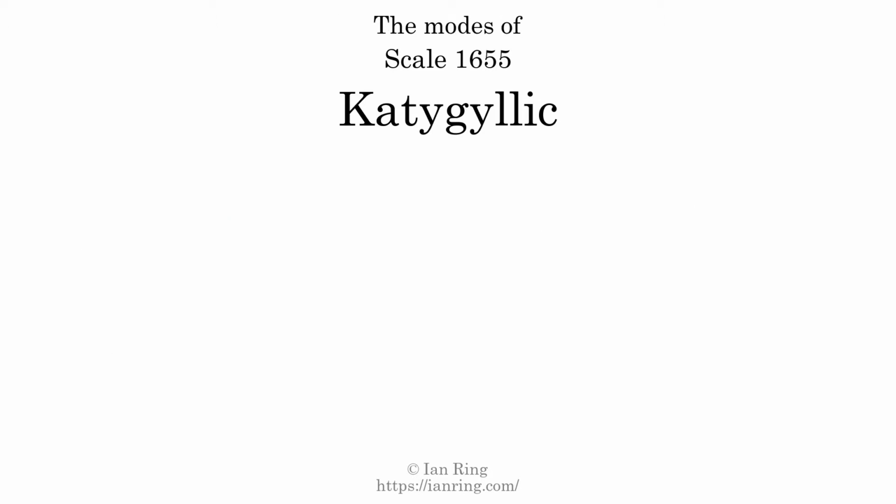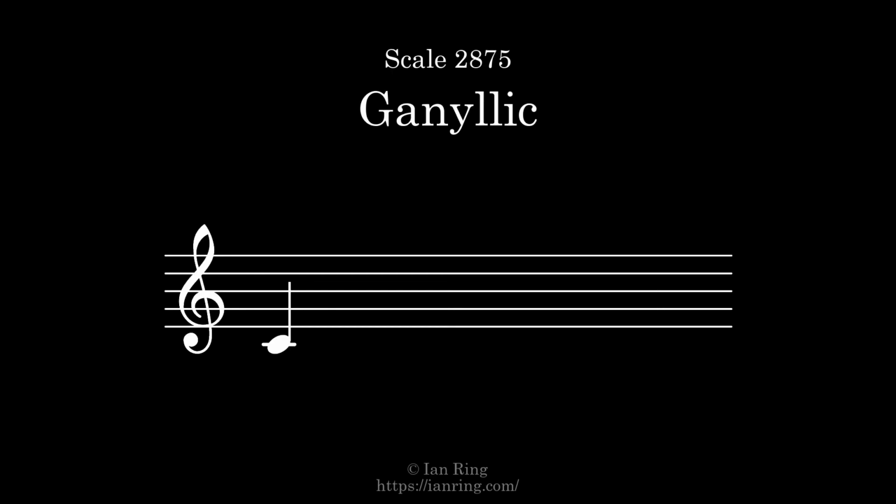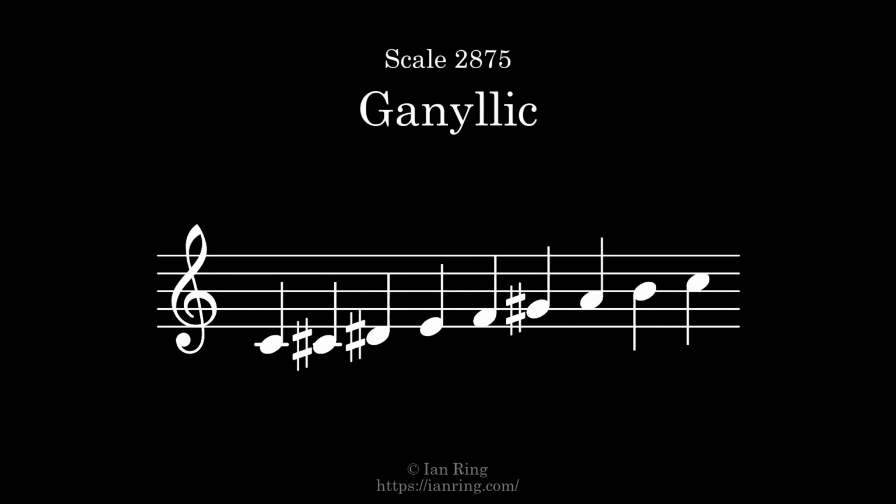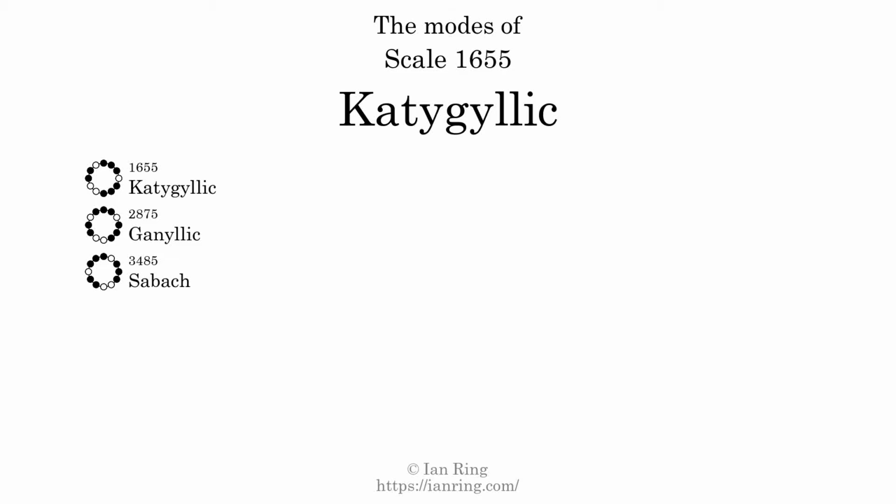This scale has 8 modes. The first mode is itself. The second mode is scale 2875, also known as Katygyllic. It sounds like this. The third mode is scale 3485, also known as Sabach. It sounds like this.